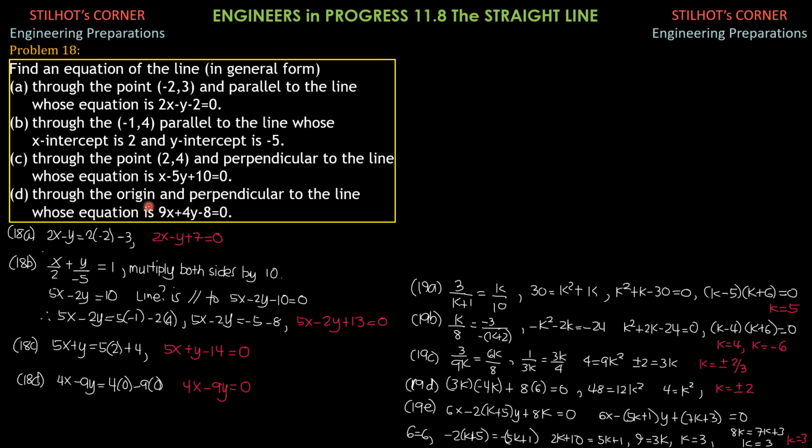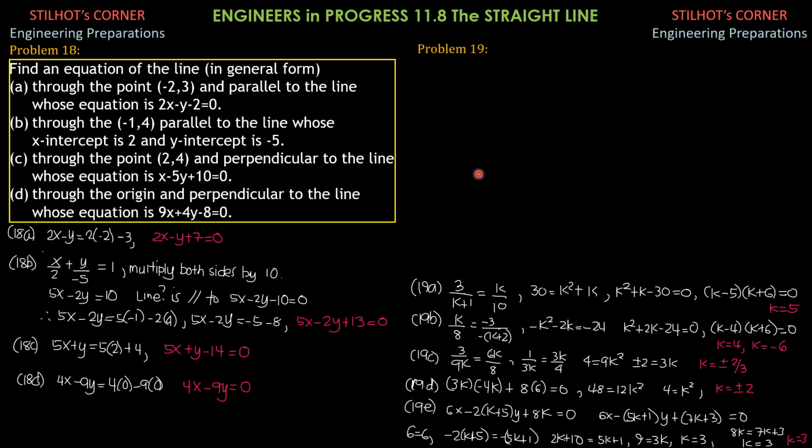Then D, through the origin and perpendicular to the line whose equation is 9x + 4y - 8 = 0. The line perpendicular to this through the origin, which is (0, 0), would have an equation in the form: interchange coefficient for x, then minus 9y, because the technique is we simply interchange coefficients and change the sign. So 4x - 9y = 4 times x of the origin, 0, minus 9 times y1 of the origin, which is also 0. So therefore the equation of the line is 4x - 9y = 0.